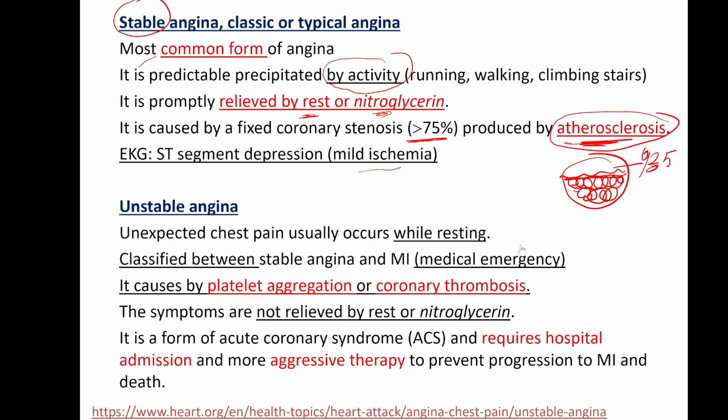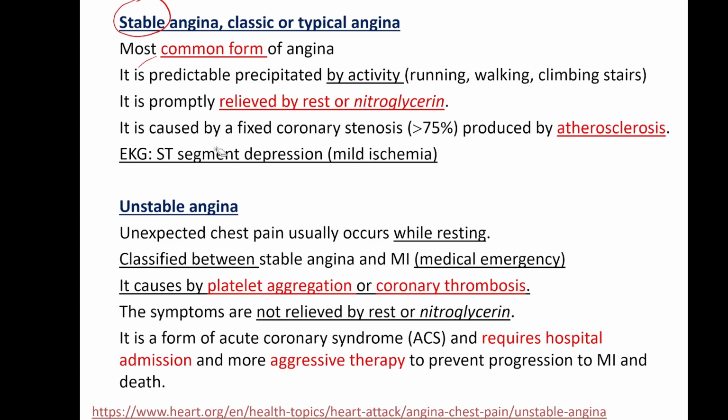Okay, so again, to summarize: stable angina is its most common form and is due to atherosclerosis. It is relieved by rest and nitroglycerin, the coronary artery is closed by 75%, and we can see ST segment depression on the ECG. Unstable angina is unexpected chest pain. Anytime, it could happen during rest or exercise, usually while resting. It is classified between stable angina and MI.